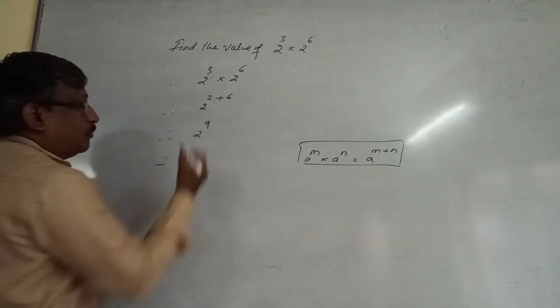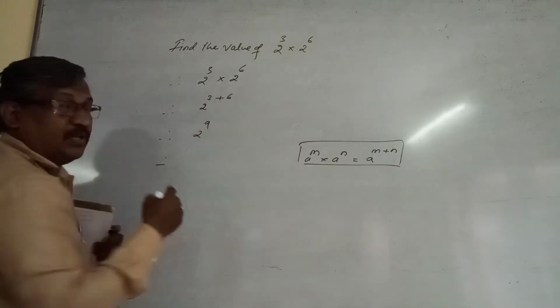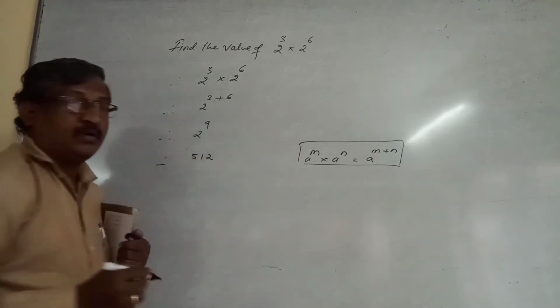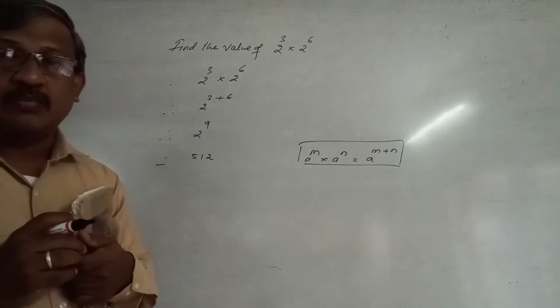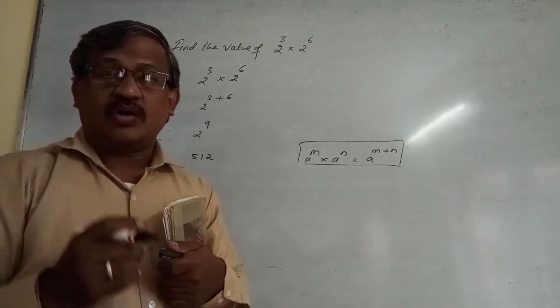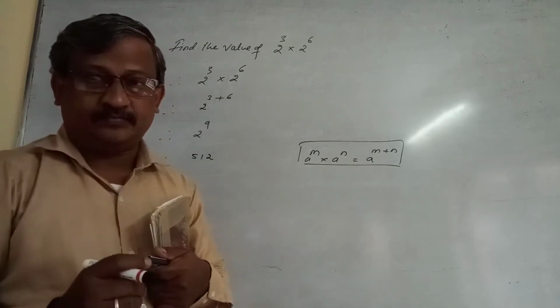So 2 we have to multiply how many times? 9 times. If you multiply 2 nine times in the calculator, the result will come, it is 512. So this is how we have to work out the problems on indices. For this you have to be perfect in the rules. Wherever they are applicable, there you have to apply them correctly.